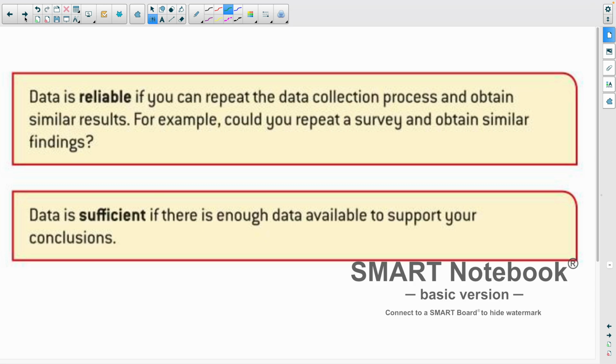If it is reliable, then if you repeat the collection process, I would get a very similar result, all right? So if I went down during my lunch today and did a survey and got answers, and I'm going, those couldn't possibly be right, so I go back the next day and I do it again and I get the same exact results, then my data is reliable, or very similar results.